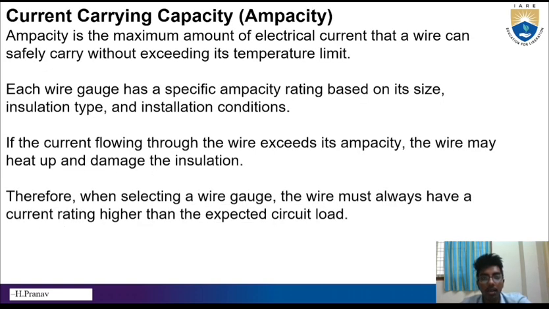So the current carrying capacity, which is also known as ampacity, is the maximum amount of electrical current that a wire can safely carry without exceeding its temperature limit. Each wire gauge has a specific ampacity rating based on its size, insulation type, and installation conditions. If the current flowing through the wire exceeds its ampacity, the wire may heat up and damage the insulation. Therefore, when selecting a wire gauge, the wire must always have a current rating higher than the expected current load.